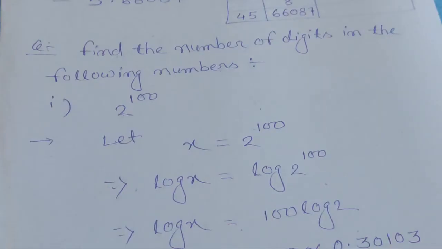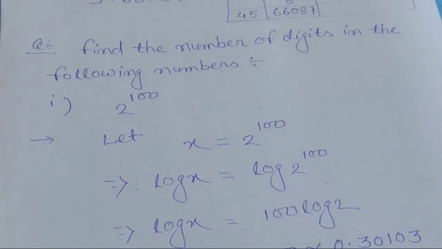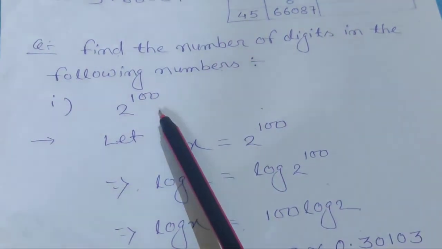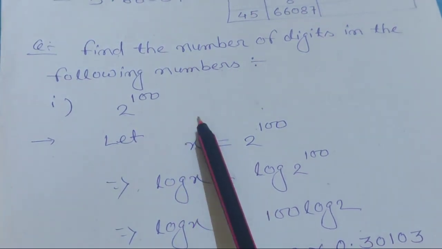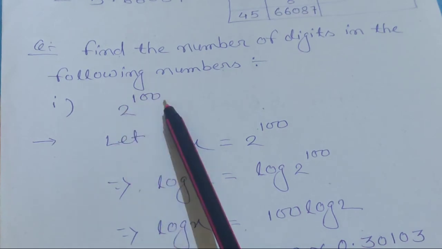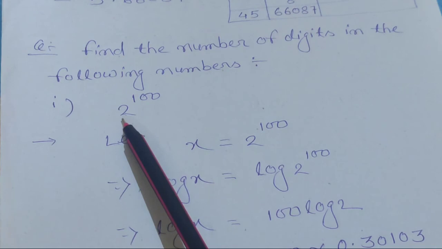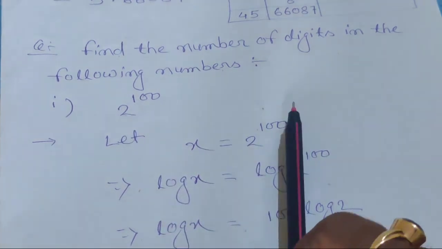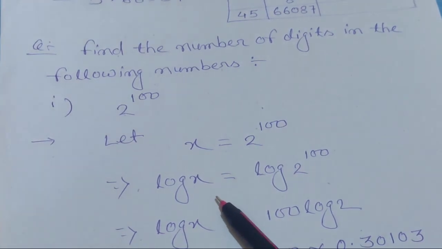Now where can we apply this type of log table, where is it required? So here you can see one sum where with the help of the log table we will be able to write the answer very easily. And this question is very important for competitive examinations like NDA. So find the number of digits in the following numbers. If 2 to the power 100 is there, how many digits will be there? If I start to multiply 100 times, it will be a very daunting task. But with the help of the log table, it can be done in a minute.